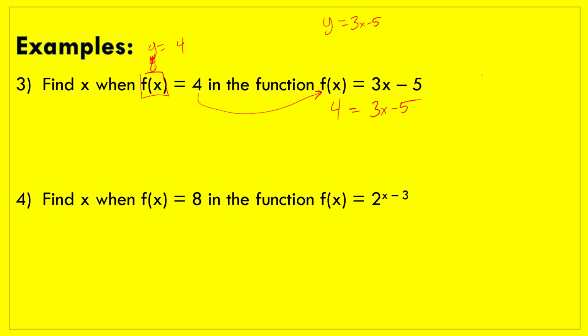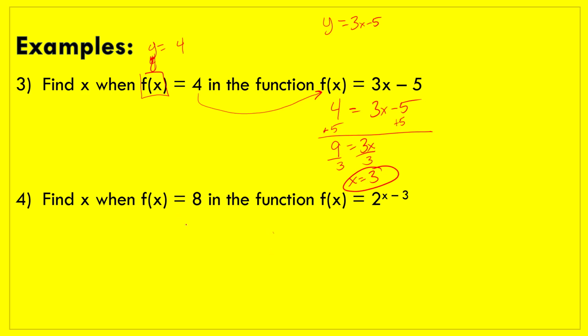And now we can solve the rest of the equation just like we would normally. Add 5 to both sides. 9 is equal to 3x. Divide by 3. And x is equal to 3.